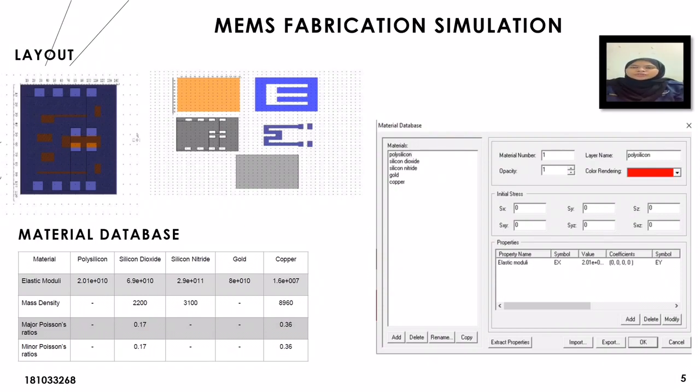For the layout, we are using 4 layers with 5 materials. The materials are polysilicon, silicon dioxide, gold and also copper. We are also using silicon nitride as a sacrificial layer. As shown in the slide, there is the material database, which has the elastic moduli, mass density, and also the major and minor Poisson ratio for the polysilicon, silicon dioxide, silicon nitride, gold, and also copper.